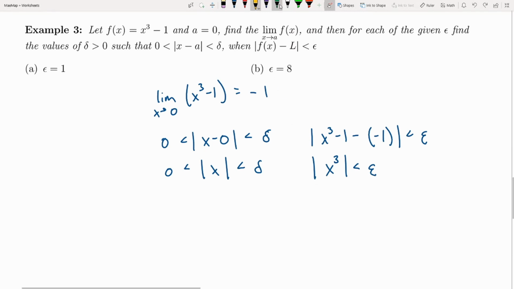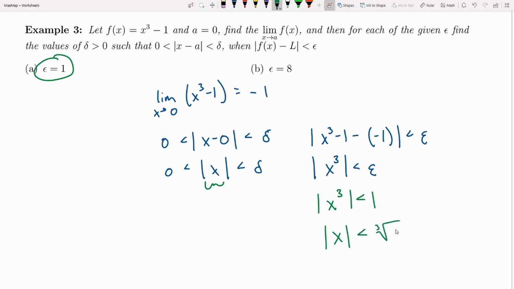Let's walk through that quickly with part A. In part A, my epsilon value is 1. So I know that the absolute value of x cubed is going to be less than 1. I want to see if I can get an x within that absolute value. That's just by taking the cube root of both sides of my inequality. So after I take the cube root, the absolute value of x is less than the cube root of 1. And the cube root of 1 is 1. And look at that. I have this same inequality. So I know for part A, my delta value is indeed 1.